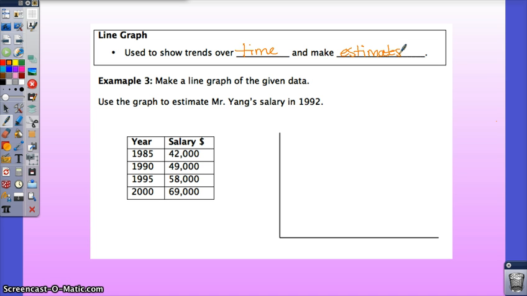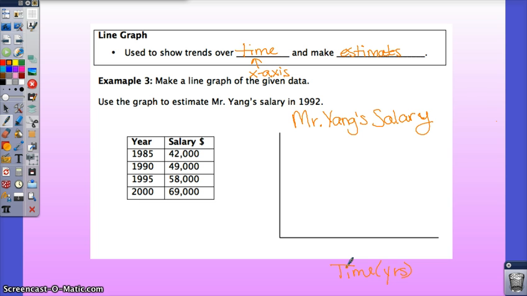So let's make a line graph for Mr. Yang's salary, and then we're going to estimate it. We want to estimate his salary in 1992. So we're going to be graphing, again, I like to title, so Mr. Yang's salary. And because we're typically showing change over time, time is almost always your x-axis. So here our time is going to be in years.